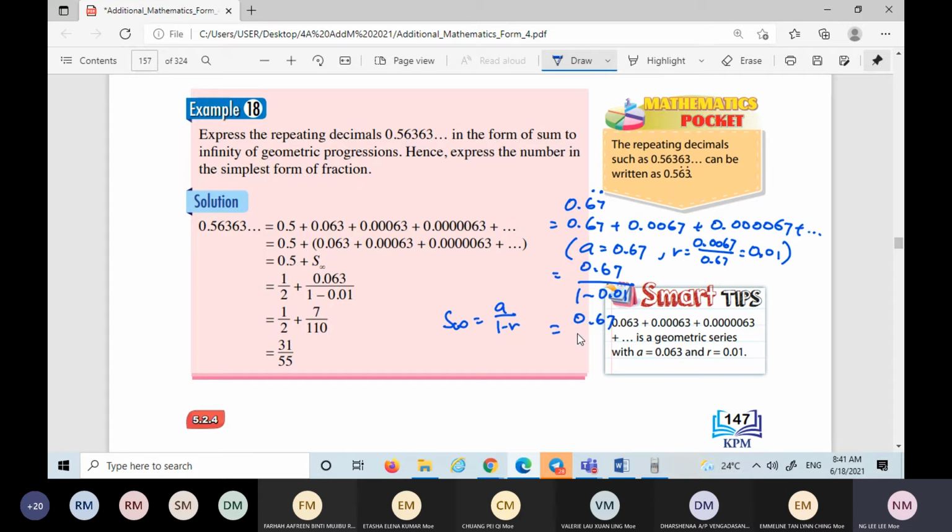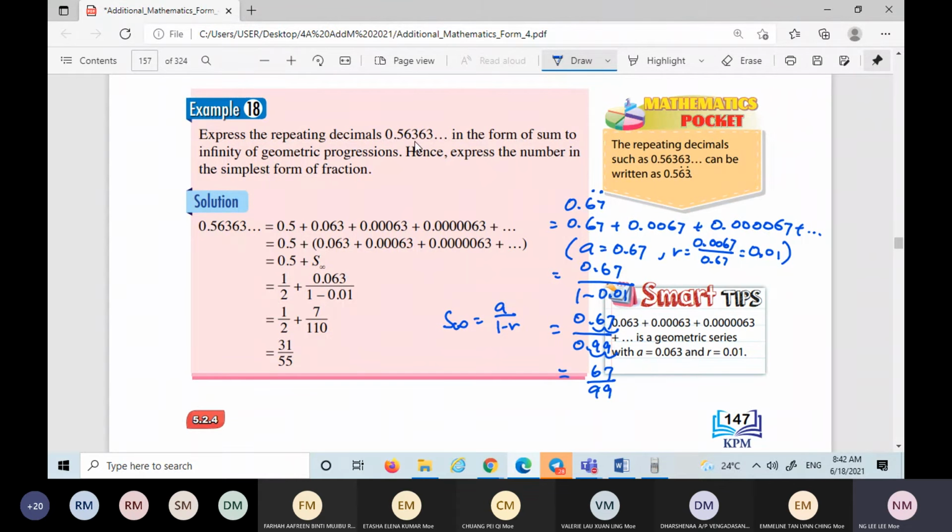0.67 over 0.99. Move the decimal to the right 2 places, 1, 2, 1, 2. So 67 over 99, the same as the answer just now. Try 67 over 99 using the calculator to see whether it can simplify somehow. No, so this is the final answer. So two methods to convert this infinite decimal to a fraction.